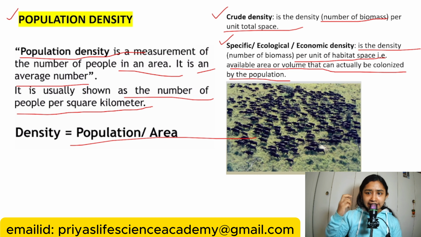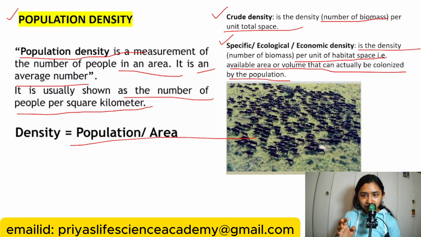So you know that a population lives in a geographical area, but not the total geographical area is suitable for living. You can't get resources for your living from all of the geographical area. So the actual area from where you can get your resources for living, your food, is very small. So the number of population divided by the actual space that can be colonized by the individuals of the population is known as the specific or ecological density.